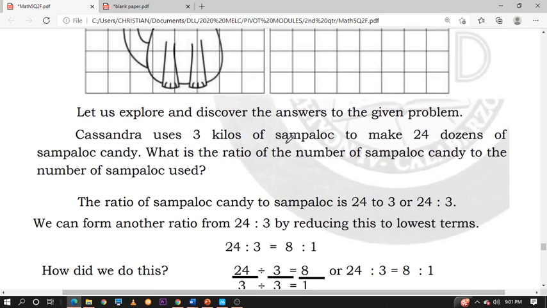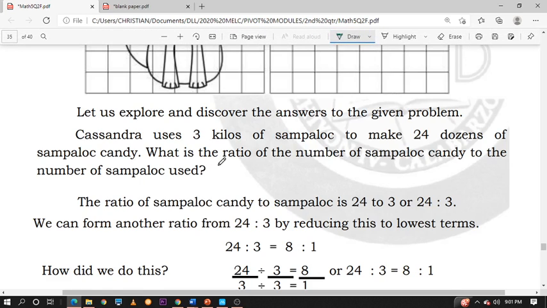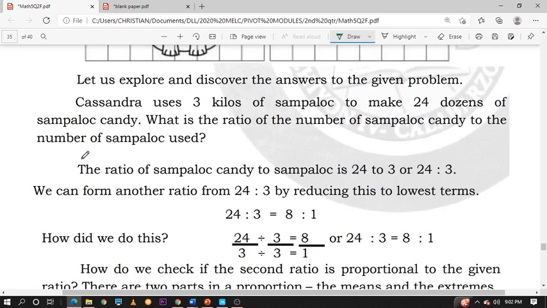So, after doing that, let us explore and discover the answers to the given problem. Cassandra uses 3 kilos of sampalok to make 24 dozens of sampalok candy. What is the ratio of the number of sampalok candy to the number of sampalok used? Okay, so the ratio of sampalok candy to sampalok is 24:3. Or pwede natin gamitin yung colon form.